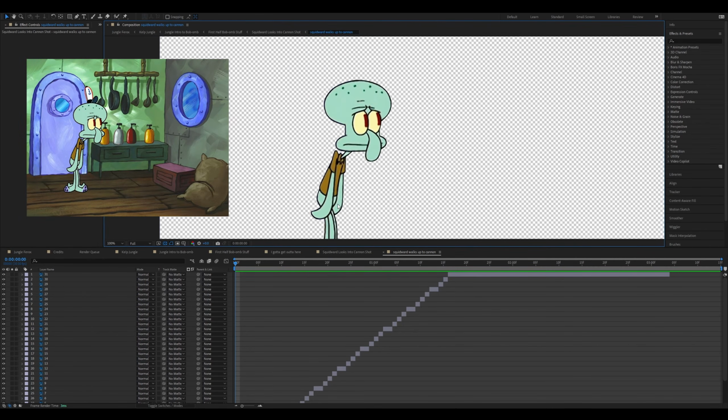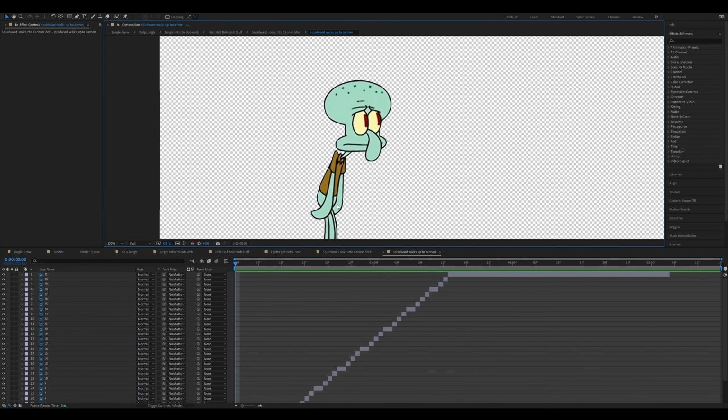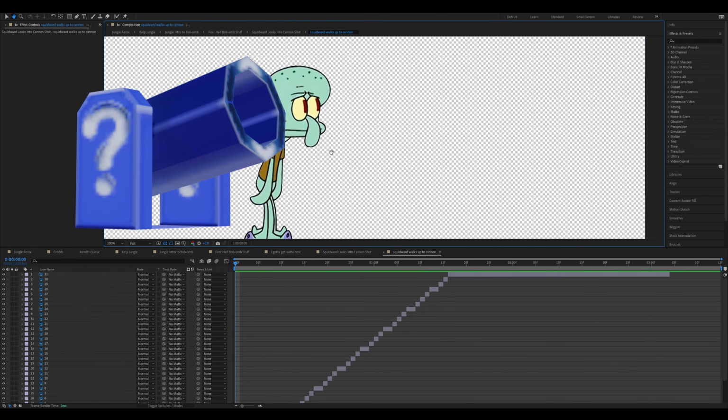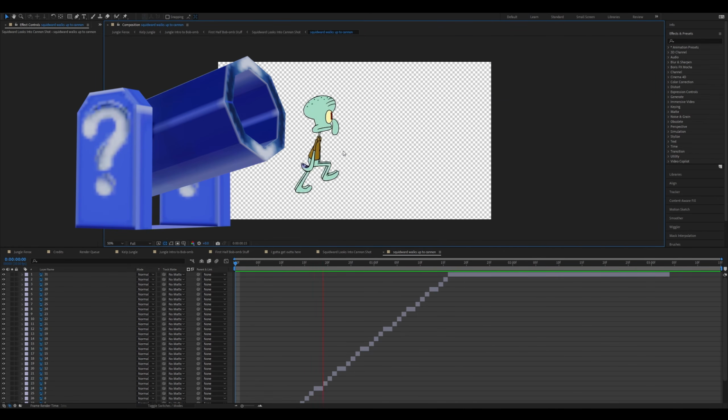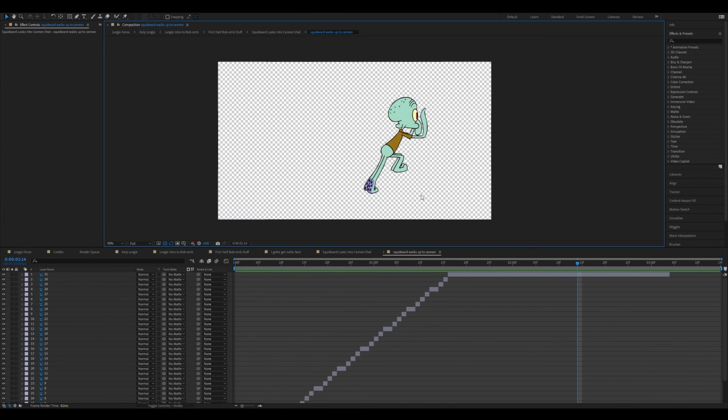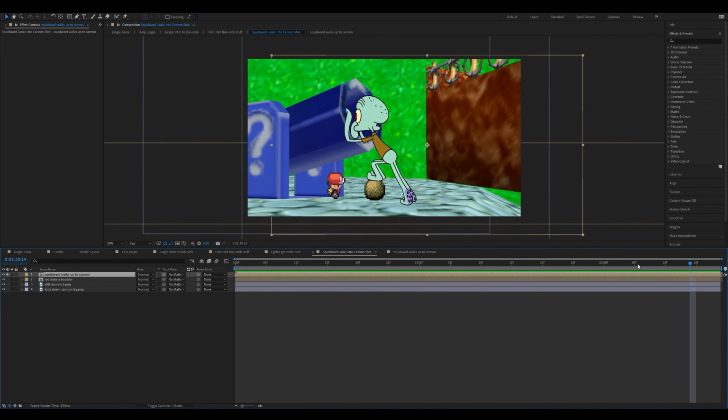But the original shot was Squidward walking up to a window on the Krusty Krab and looking out of it. I just used that and then attached it to this PNG of a cannon that I rendered out of Blender and composited it all together so that it looked like it was all happening in real time.